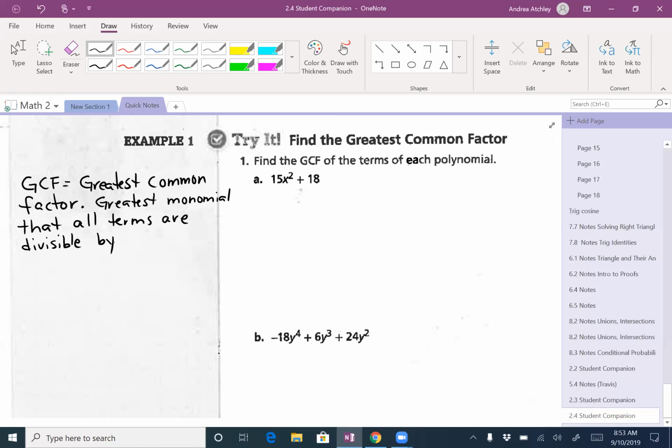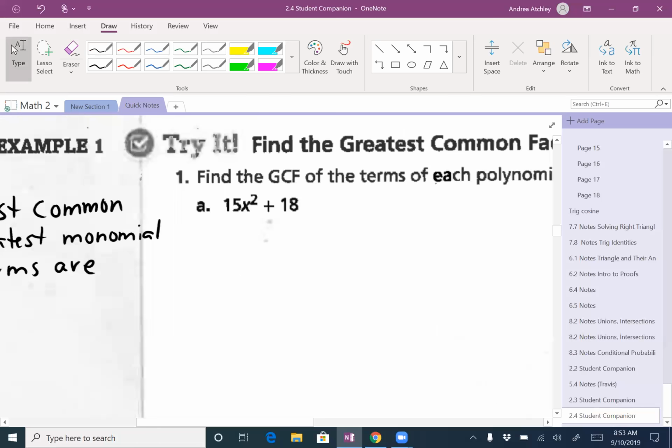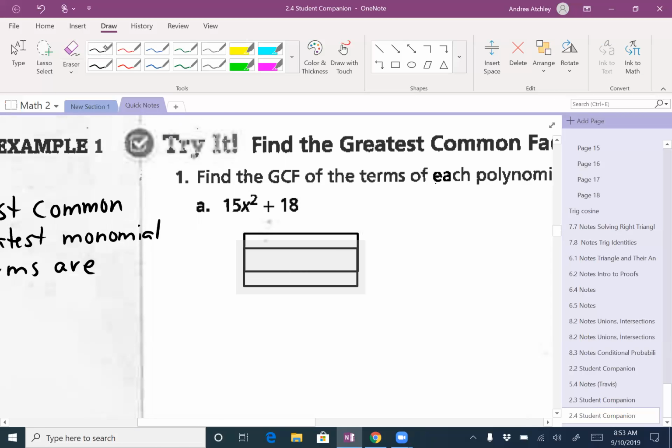So when we were multiplying, we looked at it as an area. So we're doing the same thing. This time I'm giving you the area and I'm asking you to find the length and the width. So it's going to look similar to this. We have our box. So I have 15x squared plus 18. That is the area of those two little boxes, and I'm going to find the length and the width.